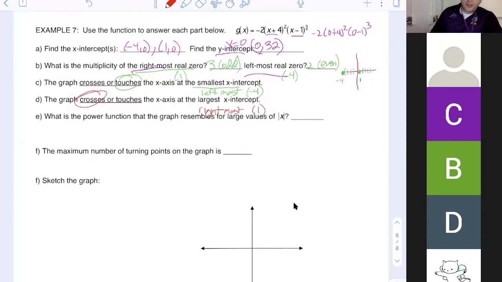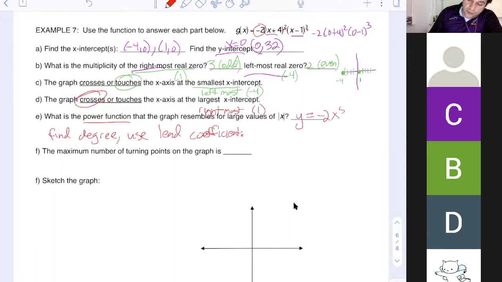Now, what is the power function? In order to do that, you have to find the degree, and we have to use the lead coefficient. So the lead coefficient is -2, right? Sometimes there won't be a number there, so you know that's 1. It can't be 0. In this case, it has a number that's -2. And then the degree, I have to add 2 plus 3. So what is the power function? Well, it's going to be y equals -2x to the 5th.